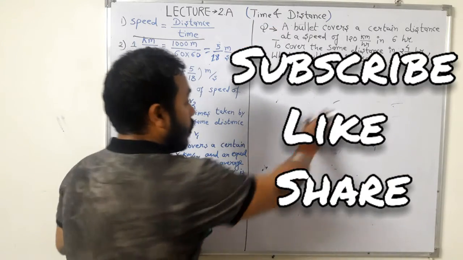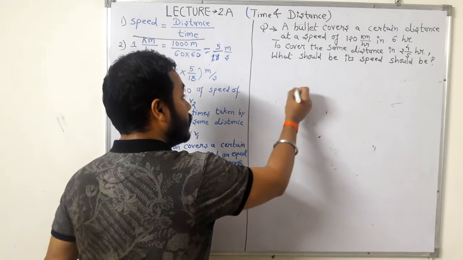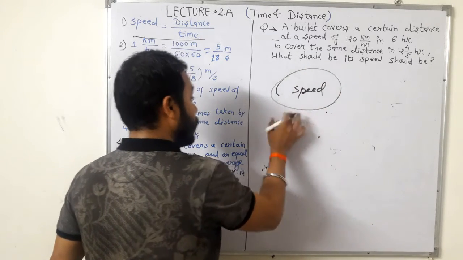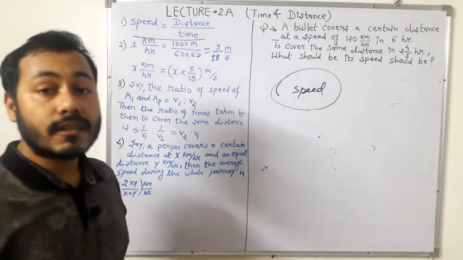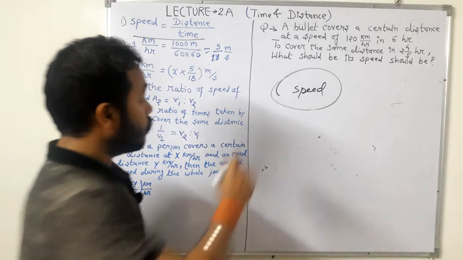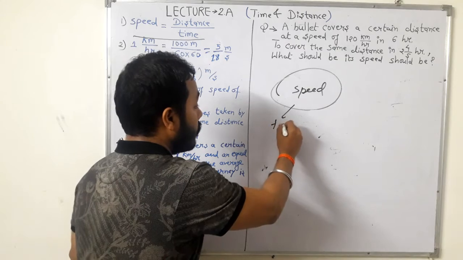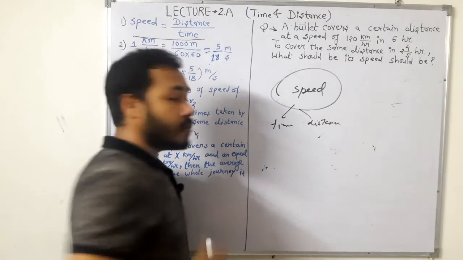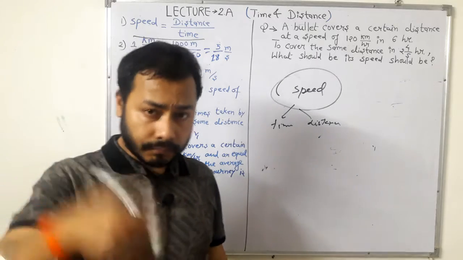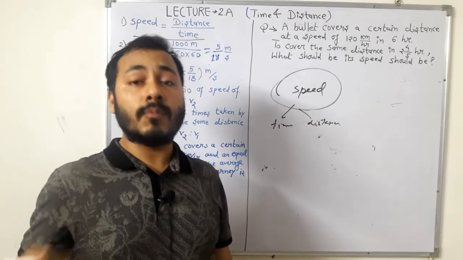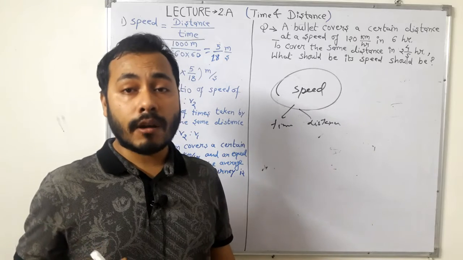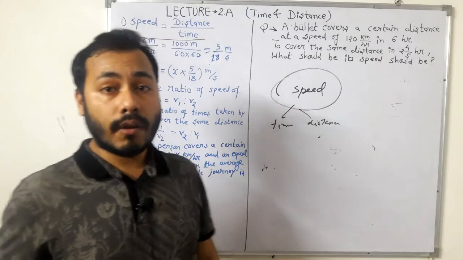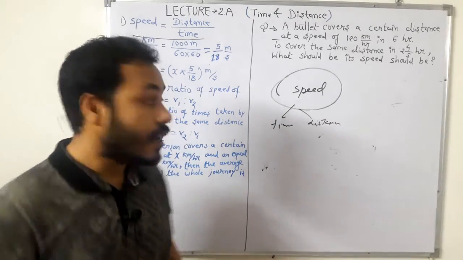Do remember that when time and distance is concerned, the major thing that we are focusing on is speed. Speed is related to time and distance. We used to say, I am riding the bike at 60 km per hour or 80 km per hour, isn't it? So what is that actually? That is speed. So how do we calculate the speed?